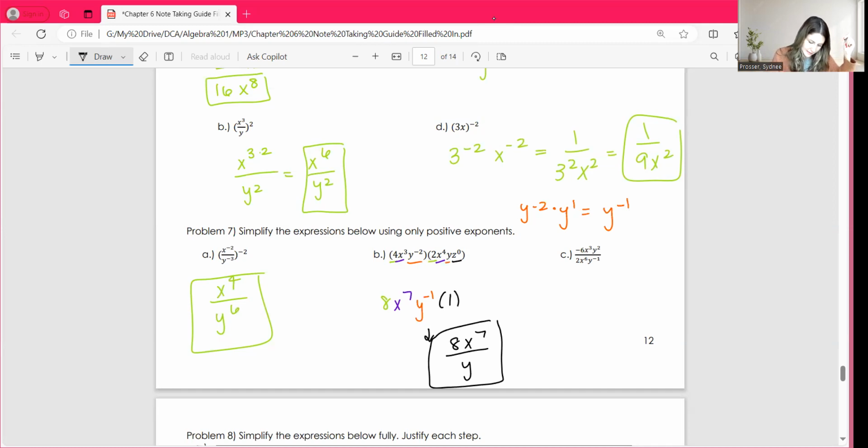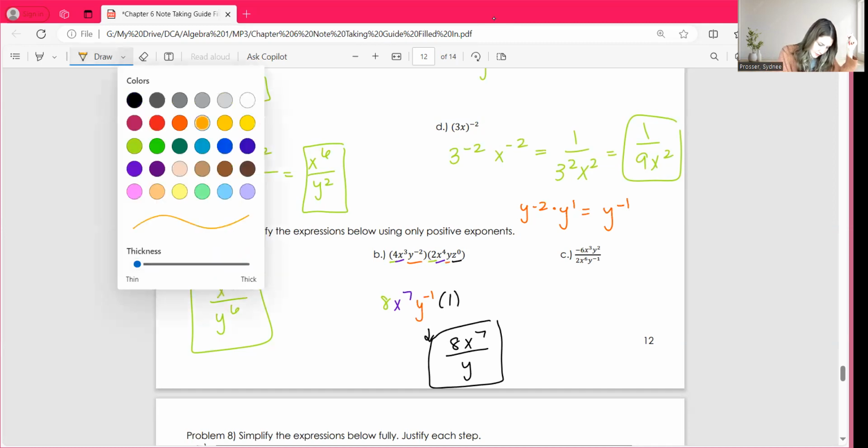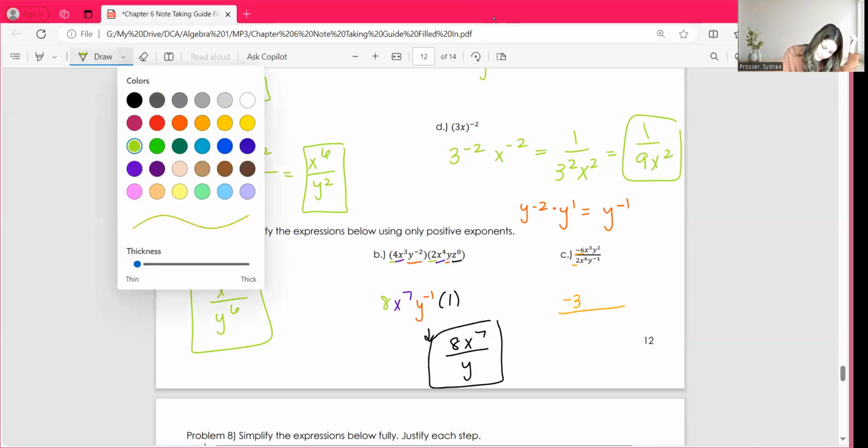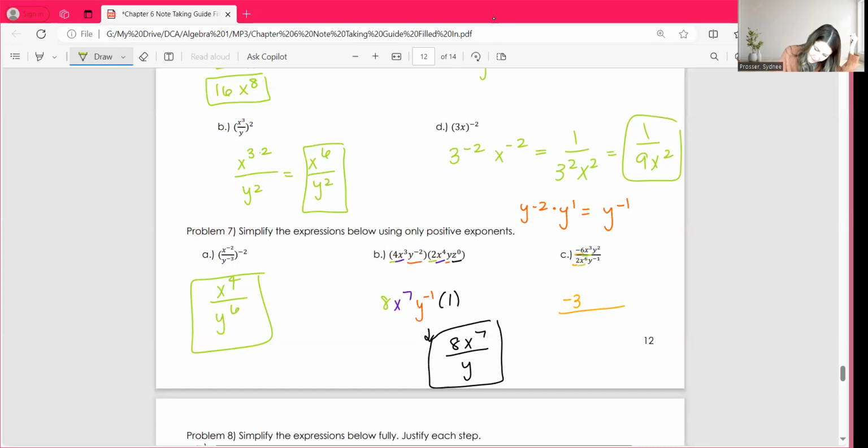And then C, let's check out C. Let's look for our like terms. So I've got negative 6 divided by 2. So I've got negative 3. I'm going to start to make a fraction here. I've got x cubed. Let's get a different color. X cubed divided by x to the 6th. Divide variables, subtract your exponents. So I've got x to the negative 3, make it positive, move it to the denominator.